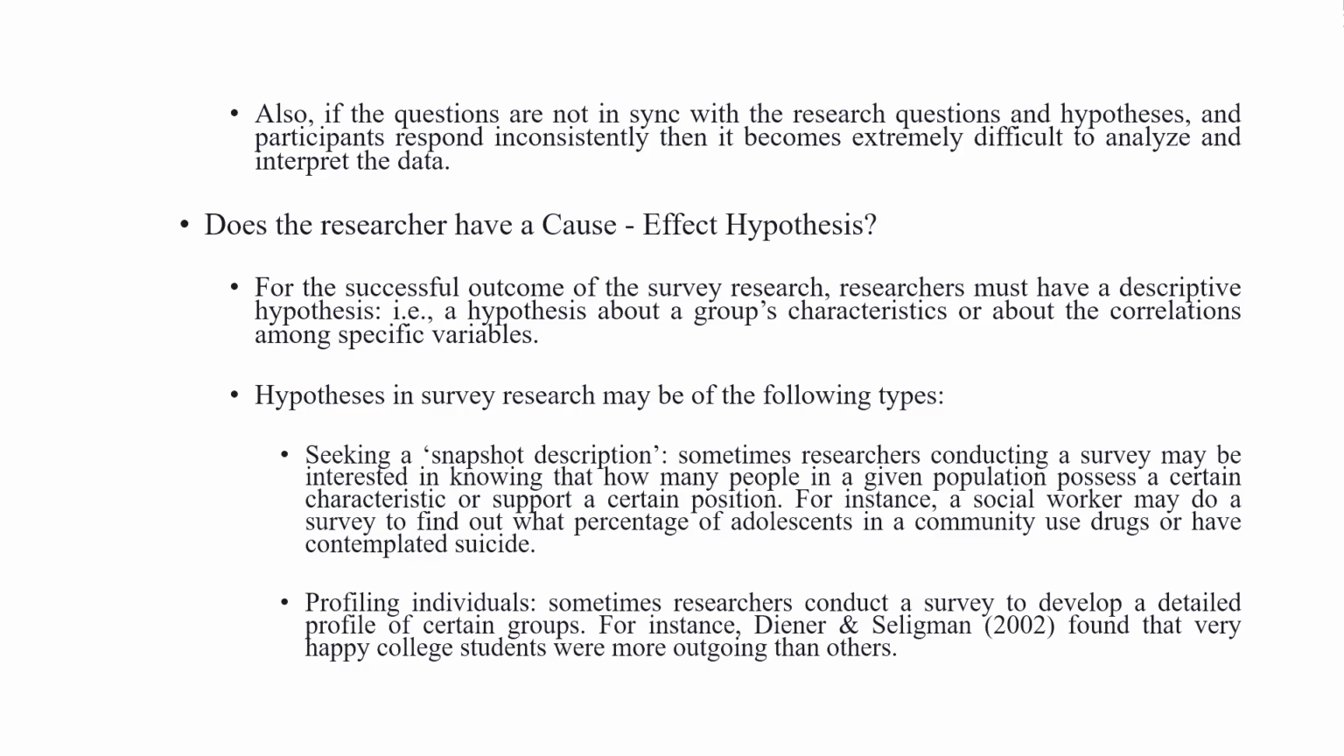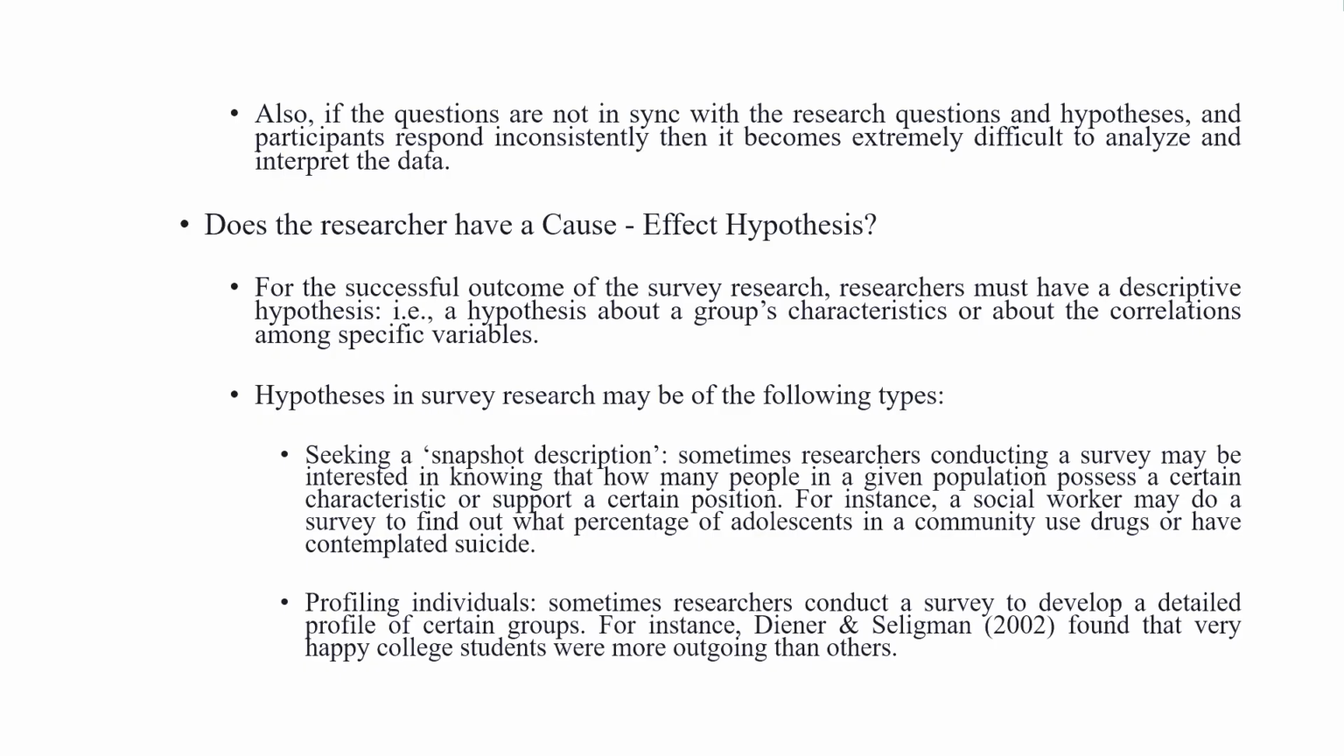So, for the successful outcome of the survey research, researchers must have a descriptive hypothesis. For example, you cannot have a cause effect, because cause effect is handled best in experiments, not here. So, the hypothesis that people should have here should be a descriptive hypothesis about, say for example, a group's characteristics: how many people like wearing a blue shirt, how many people like buying a green detergent, how many people are comfortable with the petrol prices, those kinds of things.